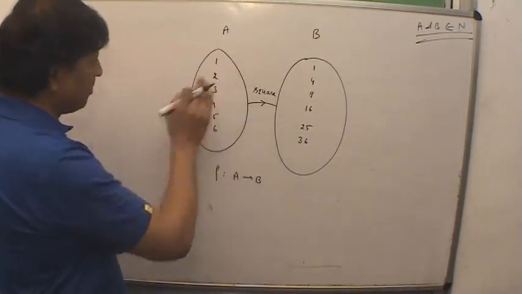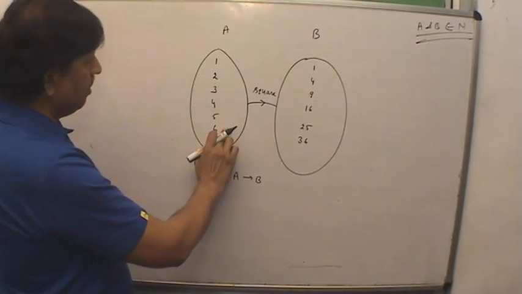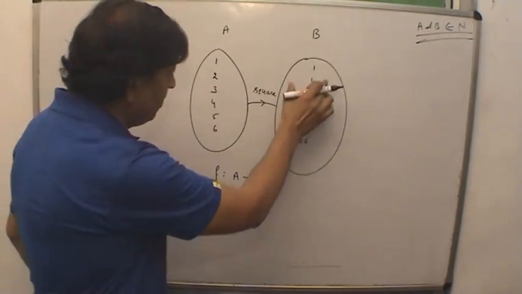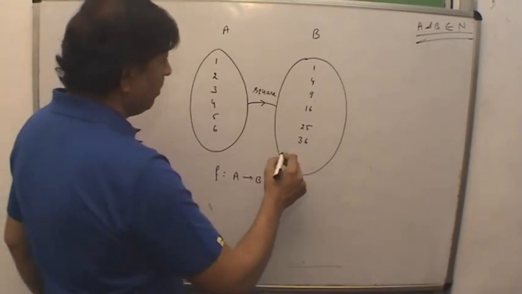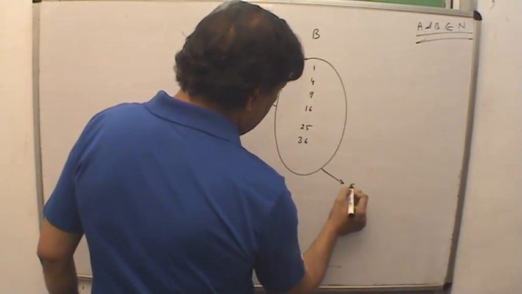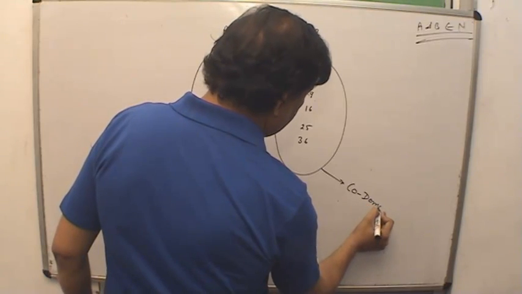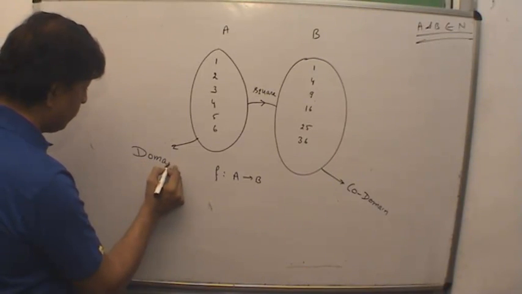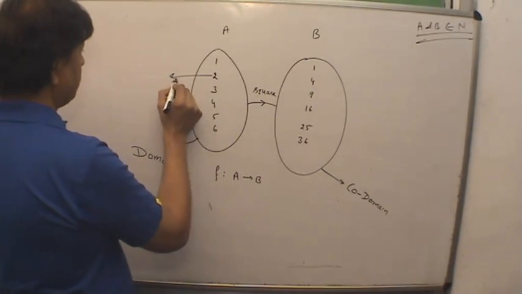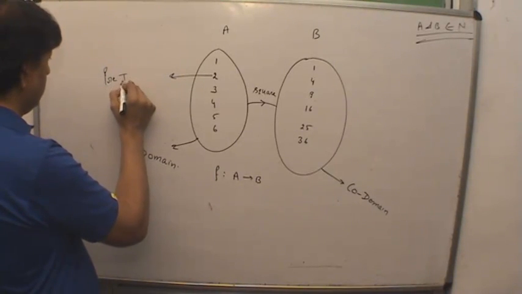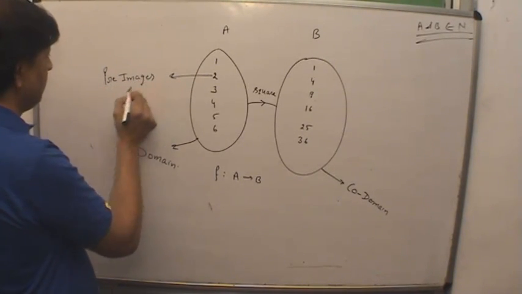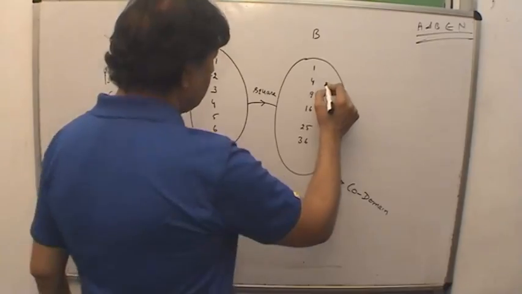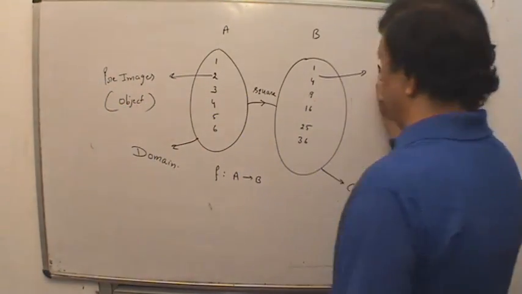Here we have considered the example that every natural number in A has its image, if we consider it a mirror, its image in B. So we define this set as codomain and this set as domain. And these elements are called pre-images. Pre-images means objects standing in front of the mirror. And these elements are called images.